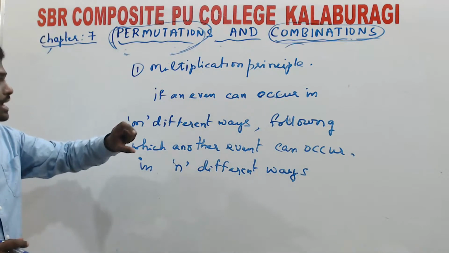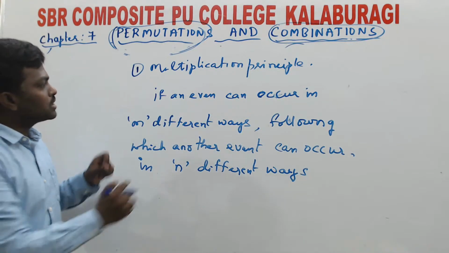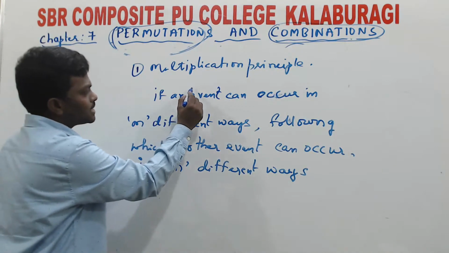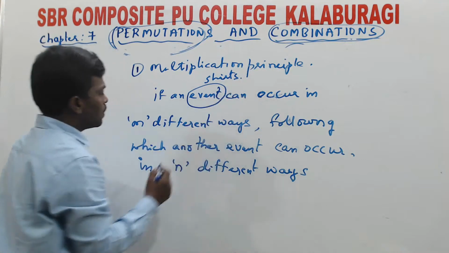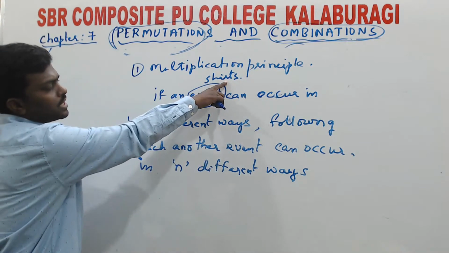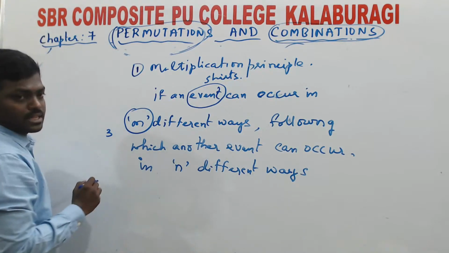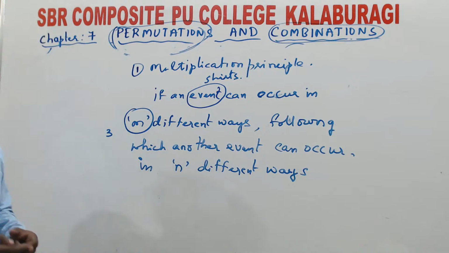Okay, so let me remind you the example. What was the event mentioned in the example? Let's suppose this event was shirts. To pick the shirts, we had how many options here? Three. In general, I'm defining a thing, so we have to write in general terms.